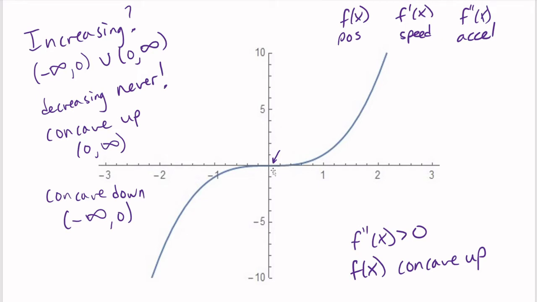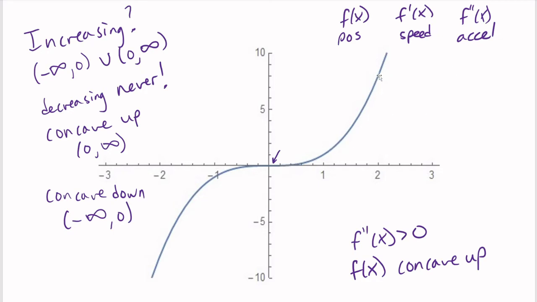So if you think of this function as describing somehow your position, then what is this saying? This is saying that it's increasing at all of these spots, so that you're always moving in the positive direction, right? Because I have a positive slope here.